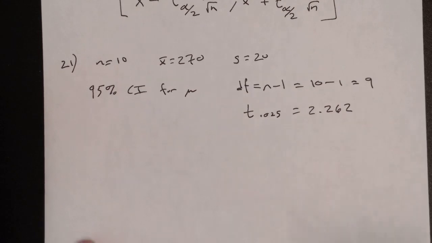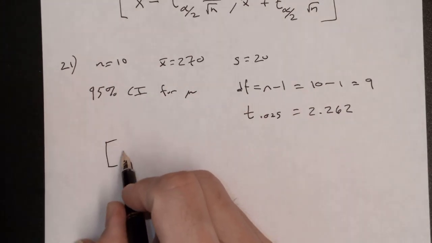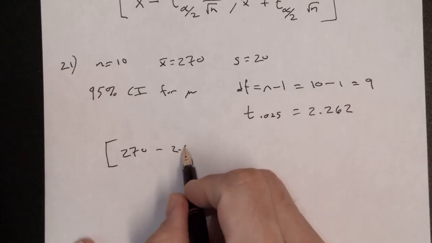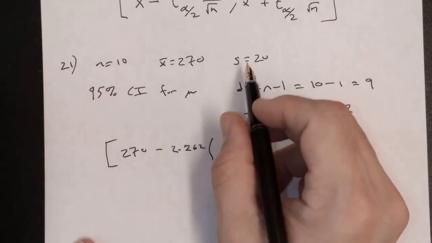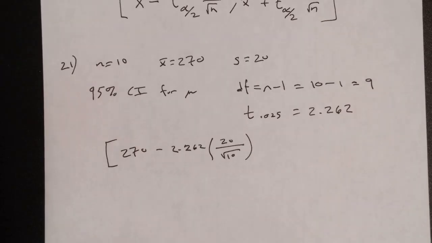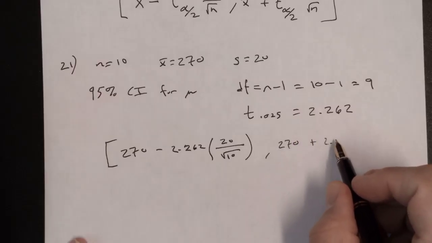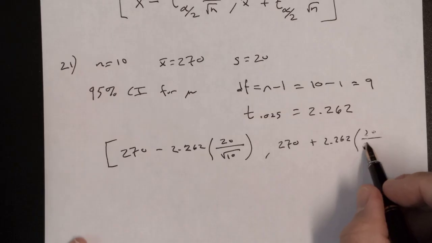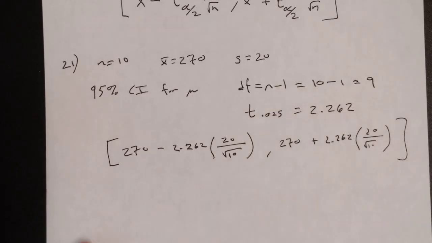To do my confidence interval, I take the average minus this t-value times standard deviation over square root of n. Somebody give me some numbers.